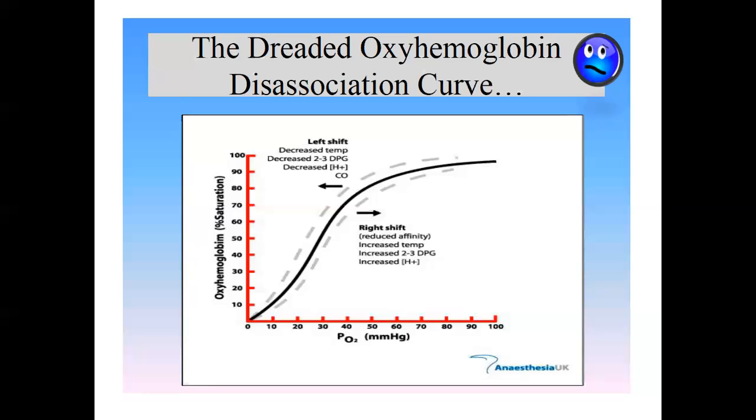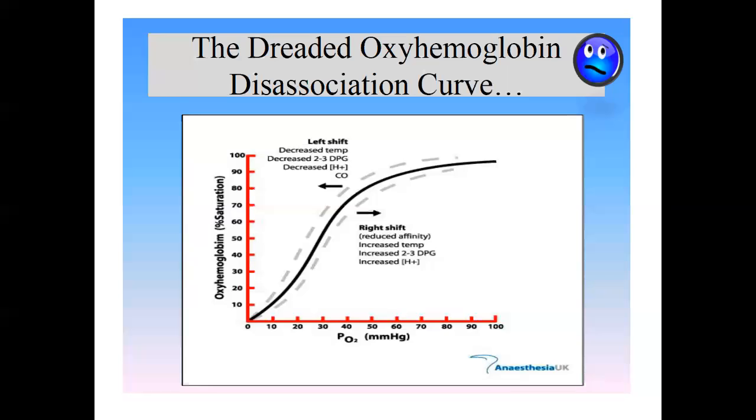A decrease in hydrogen ion concentration: patients in metabolic alkalosis are going to have an increased affinity for oxygen. An increase in cardiac output, they're going to have increased affinity. An increase in carbon monoxide: if a patient has carbon monoxide, they're going to have an increased affinity for their hemoglobin to be saturated. It's not necessarily with oxygen.